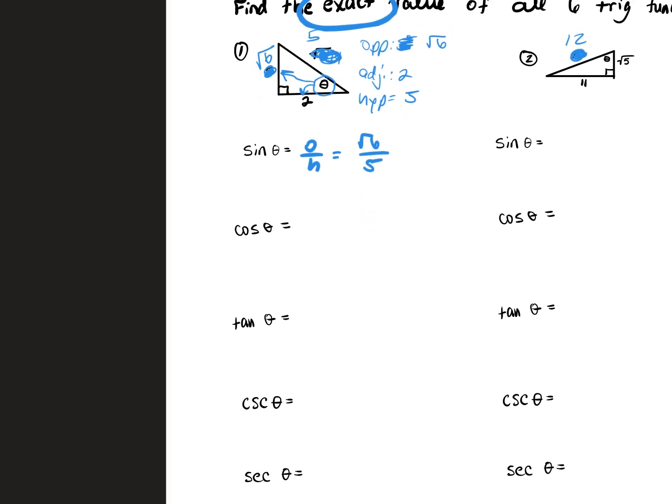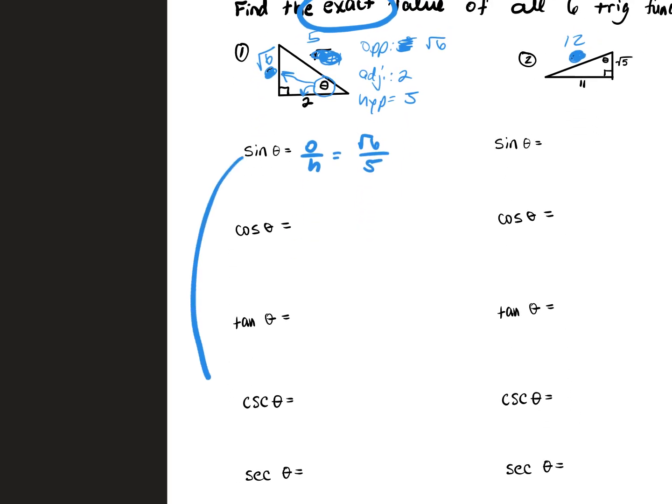Perfect, okay? What can I do now? I know the sine. What can I now do real quick? The cosecant. What's my cosecant? 5 over square root of 6. Well, what's the problem there? You got to rationalize, right? You cannot have a square root in the denominator, so we're going to rationalize. This becomes 5 root 6 over 6. When they say exact value, that means you're going to have a radical.